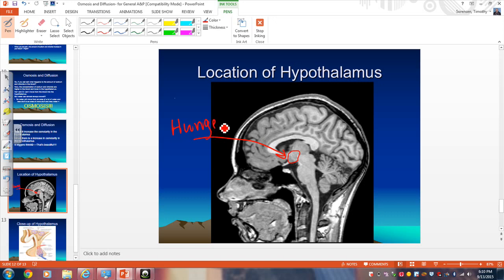hunger, right? And that makes sense because the only fuel that the brain can use is glucose. So if your blood sugar drops, you're going to get hungry. How do you know? The hypothalamus will tell you. The other thing it controls is body temperature. And then the last thing it controls is thirst. And that thirst helps you maintain your fluid balance. So let's talk about temperature first.